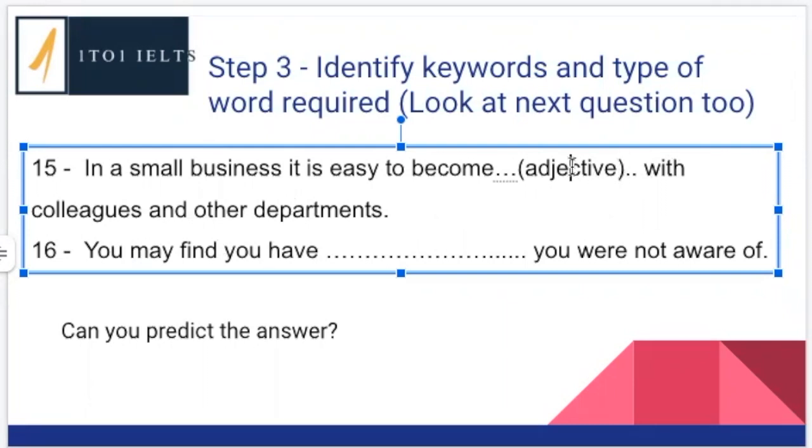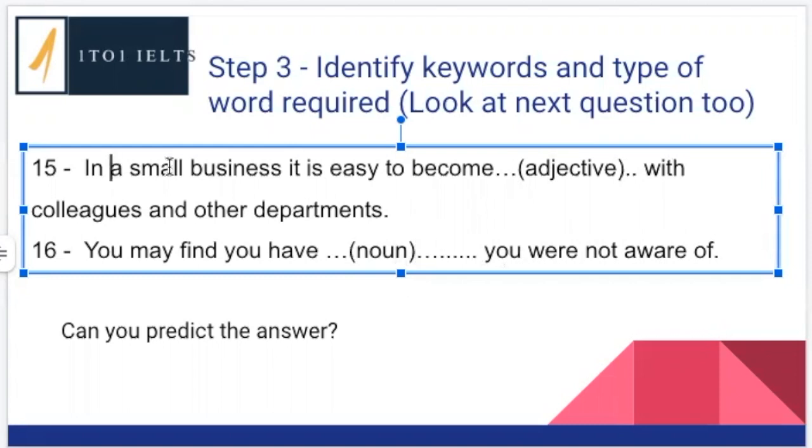So we always do this word type first. You may find you have something you were not aware of. If you have something, what normally follows you have? A noun. Yeah, exactly. Any guess at what this noun could be? In a small business, you might find you have something you were not aware of: talent, skills. Okay, so these are nice ideas.